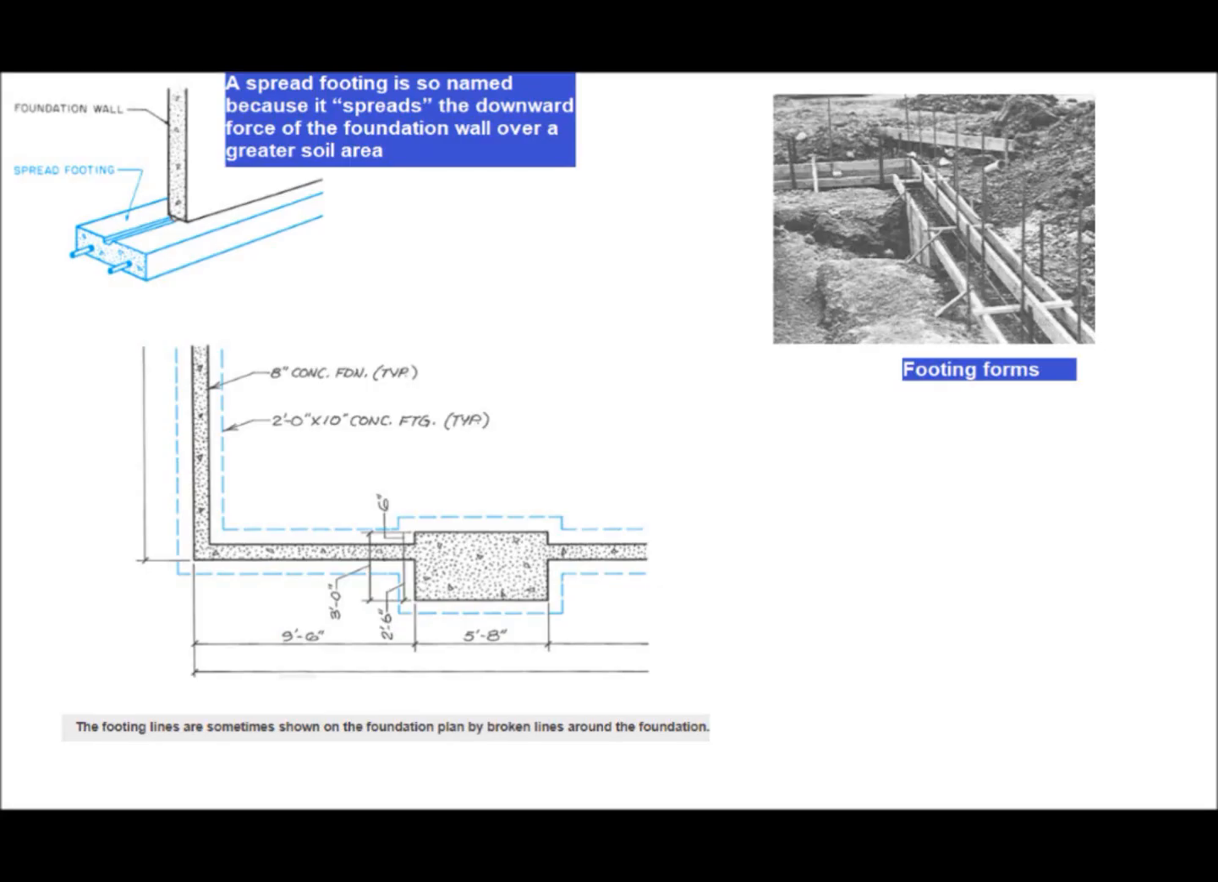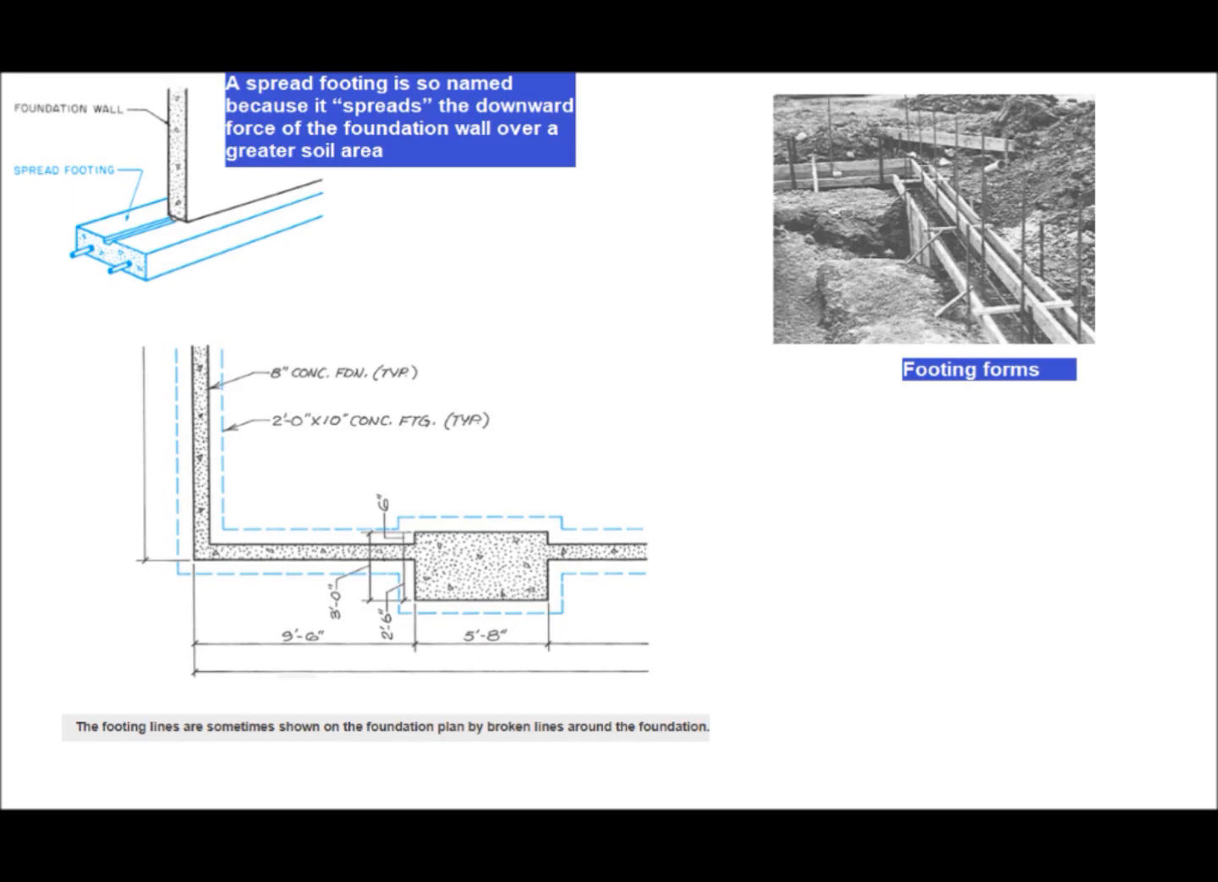Spread footings. In most sections of the country, the foundation of the house rests on a footing separate from the concrete floor. This separate concrete footing is called a spread footing because it spreads the force of the foundation wall over a wider area. Spread footings can be made by placing concrete inside wooden or metal forms.